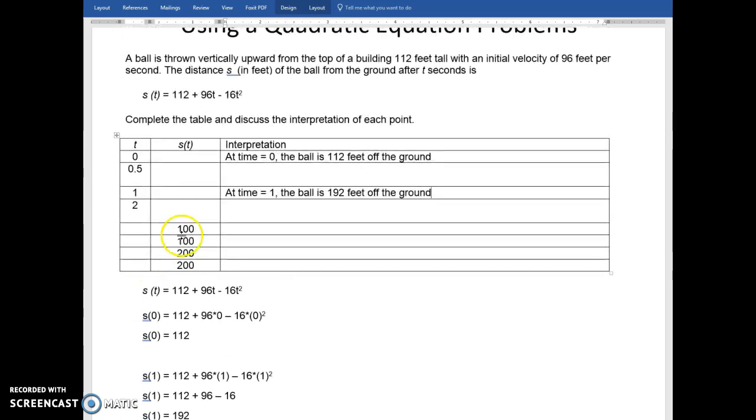Now, when we get down to this other section of the graph here, notice that now we're given values of s of t.